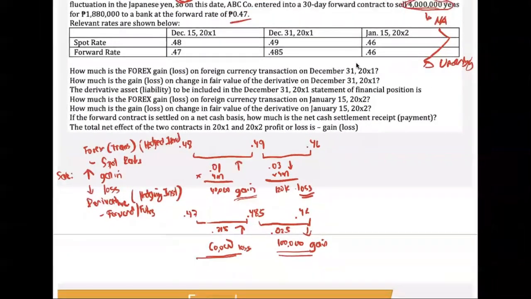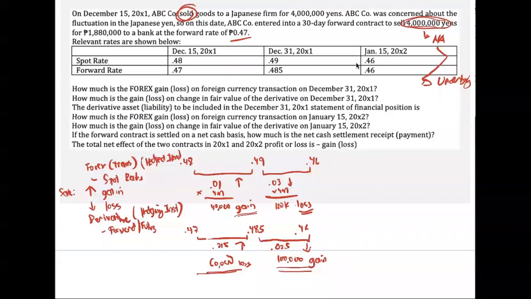Ang dali, di ba? Parang foreign currency transaction lang siya. Yun nga lang guys, kailangan ninyong intindihin dito, dalawa yung i-account. Transaction at saka yung derivative. Tapos kailangan magkabaliktad sila. Kung gain dun sa una, sa transaction, loss naman sa derivative. Kung loss dun sa transaction, gain dun sa derivative.